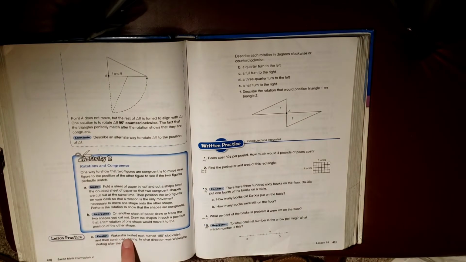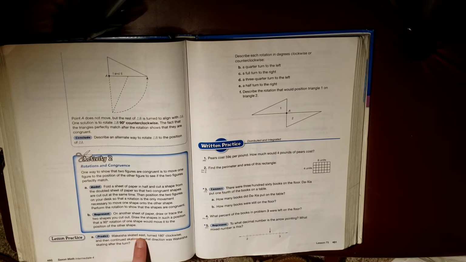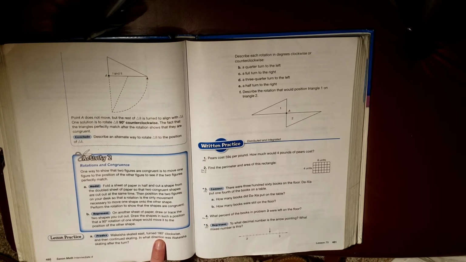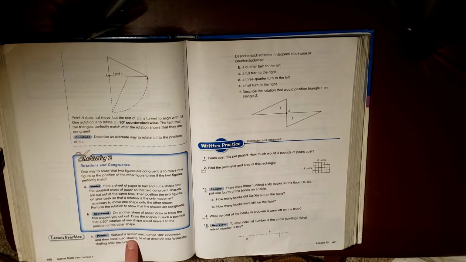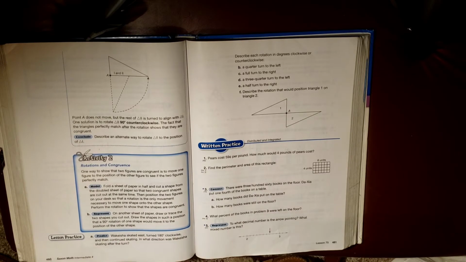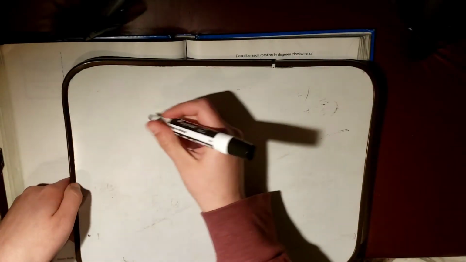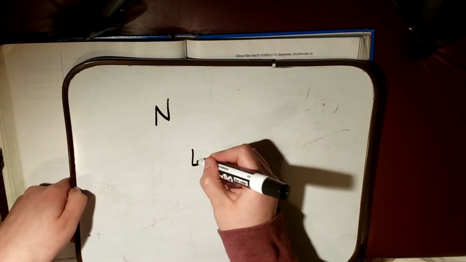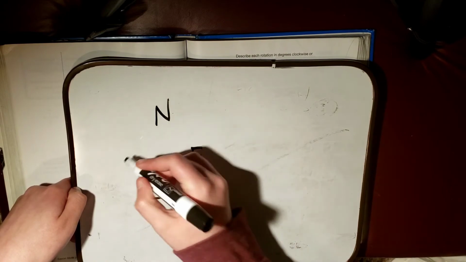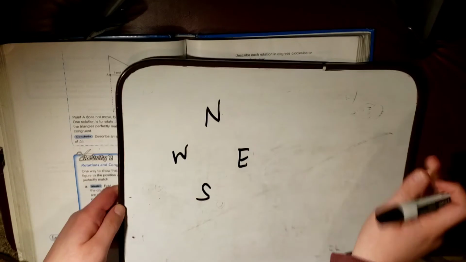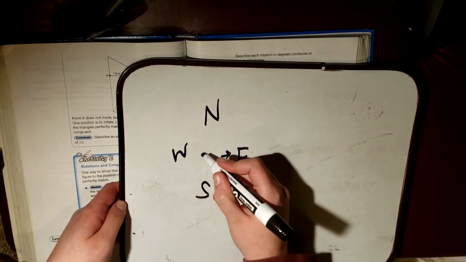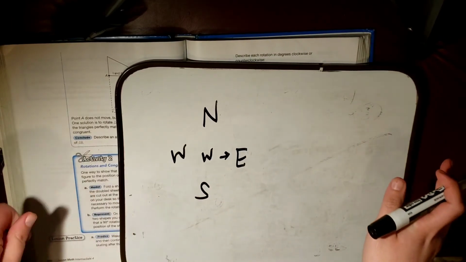So lesson practice A says, Waukesha skated east, turned 180 degrees clockwise, and then continued skating. In what direction was Waukesha skating after the turn? So here we go. We're going to put our never eat shredded wheat, and she is going this way right now. And I'm just going to put a little W for Waukesha there in the middle.